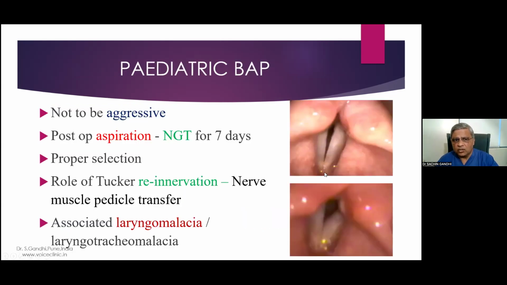In pediatric airway, do not be aggressive because there are chances of post-operative aspiration. So it's better to keep nasogastric tube for 7 days to prevent aspiration after the surgery. Re-innervation has been tried in pediatric age group because they have adequate growth period for the re-innervation to occur, giving them chances of vocal cord movement after that.